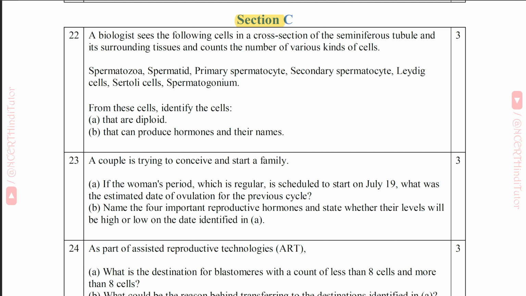Question 22. A biologist sees the following cells in a cross section of the semi-inferior tubule and its surrounding tissues and counts the number of various kinds of cells.